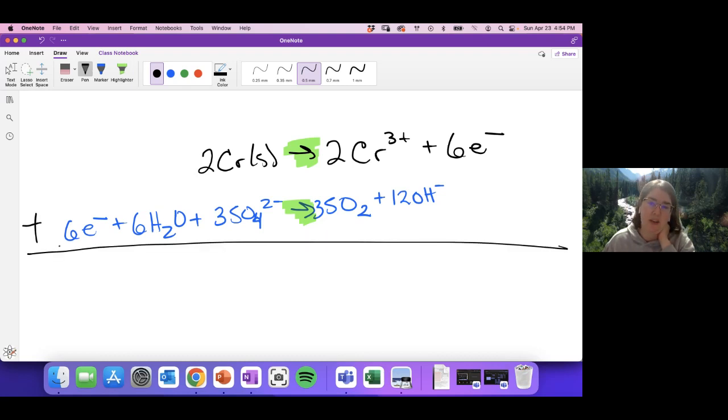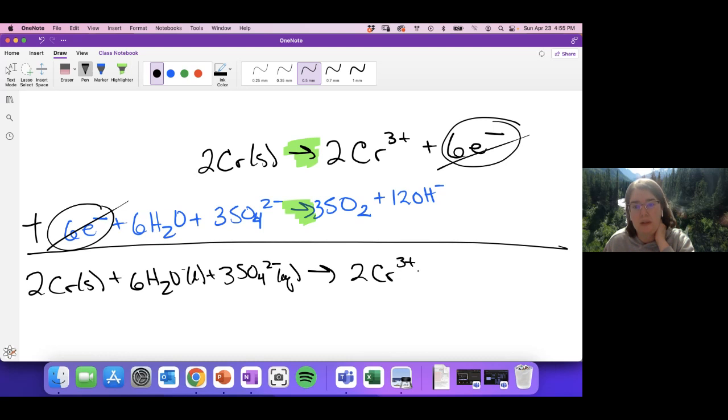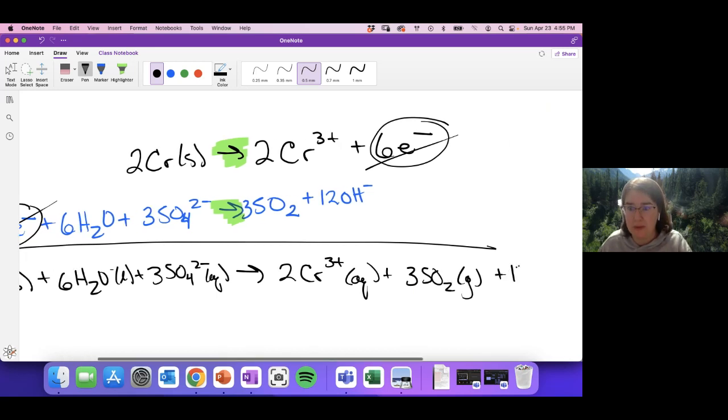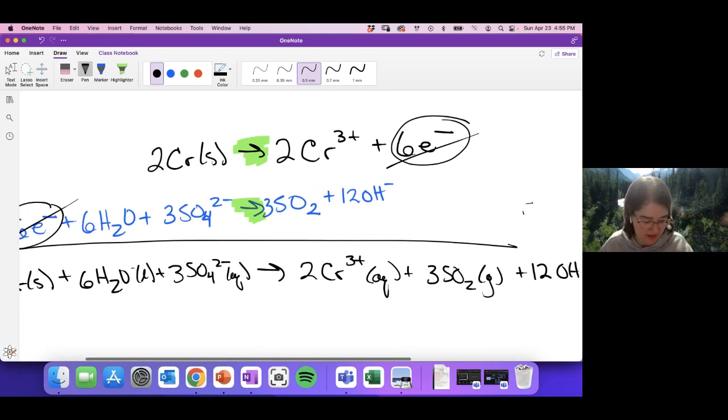Add them together. My electrons cancel just like they're supposed to. Thank goodness. Otherwise, I'd be very angry. So 2 chromium solids plus 6 waters, which would be as a liquid, plus 3 sulfate anions, which are aqueous, goes to 2 chromium 3+ aqueous plus 3 sulfur dioxide, it's a gas, plus 2 hydroxides aqueous. Doesn't even fit on one line anymore.